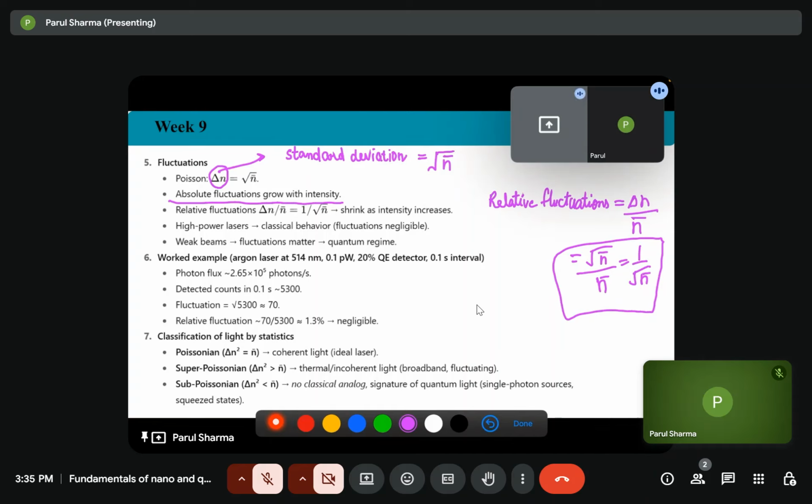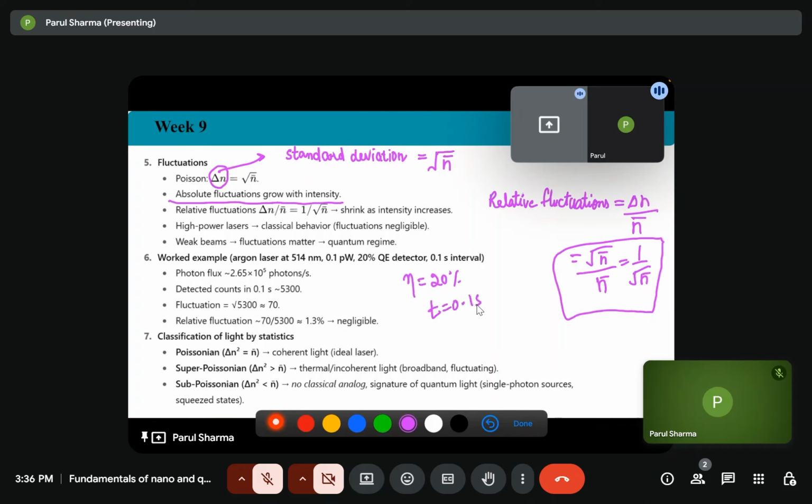So suppose we have an example that argon laser, which at 540 nanometer wavelength, has the power of 0.1 picowatt, and with 20% quantum efficiency. So eta is equal to 20%, and T is equal to 0.1 second.